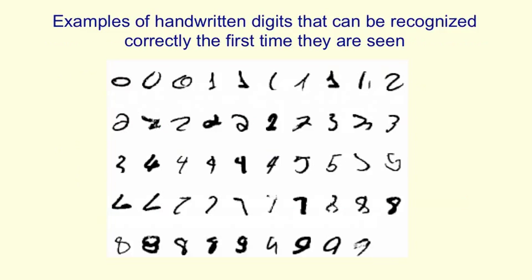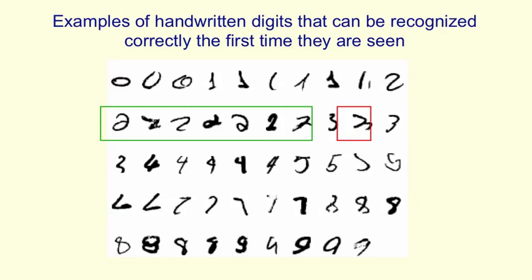So here's examples we've seen already, and if you look at those 2s in the green box, you can see there's no template that will fit all those well and will fail to fit that 3 in the red box well. So the task simply can't be solved by a simple network like that. The network did the best it could, but it can't solve this problem.